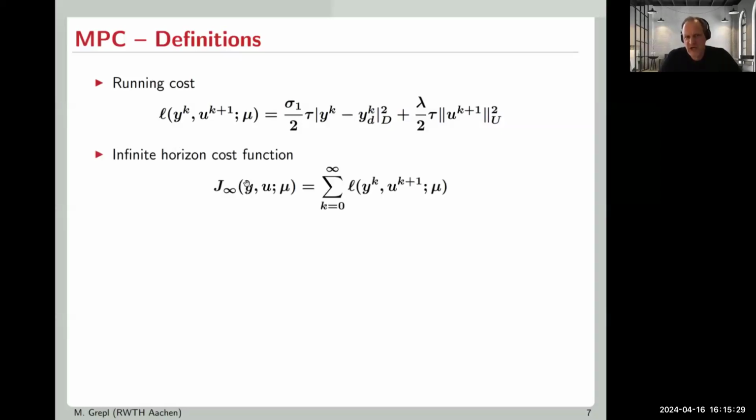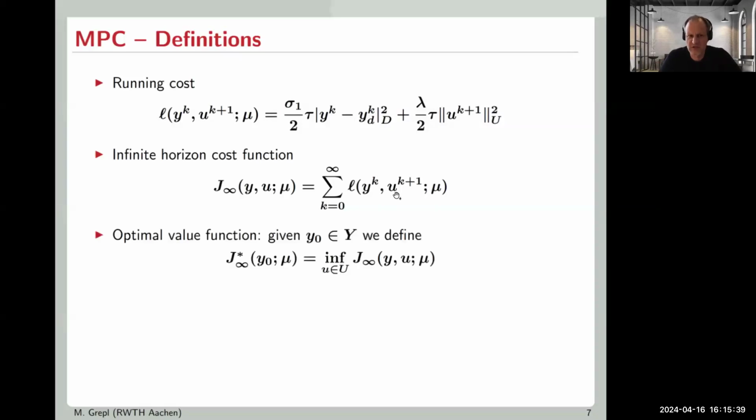Then we can also define an infinite horizon cost function if we just let the sum over k run to infinity, which is simply the sum over all our stage costs or running costs. And we can define an optimal value function for a given initial state y0. We define J infinity star as the infimum over all u in U of J infinity. This is basically what we would like to compare our MPC framework to. So this is the optimal solution in a sense.